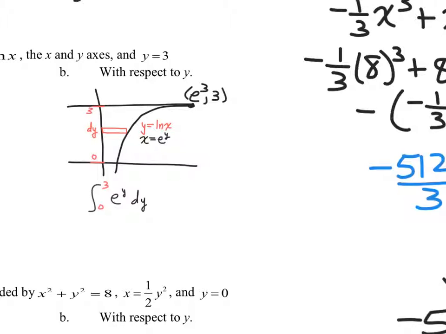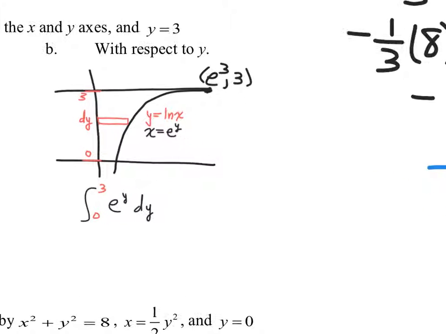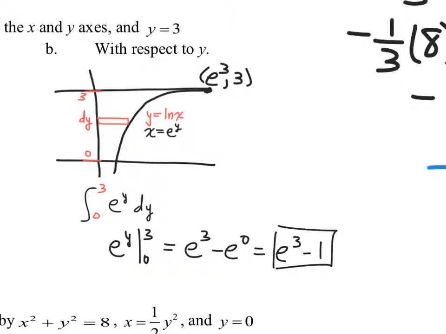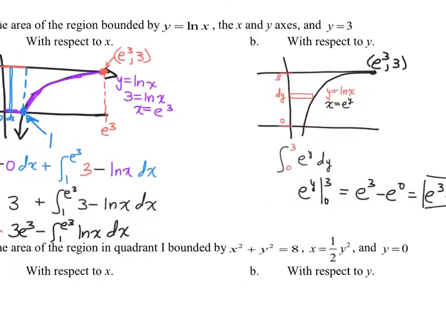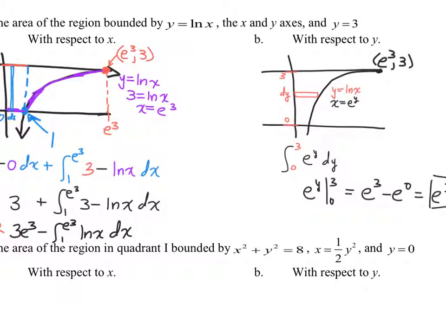All right, so the antiderivative of e to the y is e to the y over the interval of 0 to 3, which would be e to the third minus e to the 0th, which would be e to the third minus 1. And that is way simpler than any of these three possibilities. Like way simpler. And that's really what you want to kind of wrap your brain around.